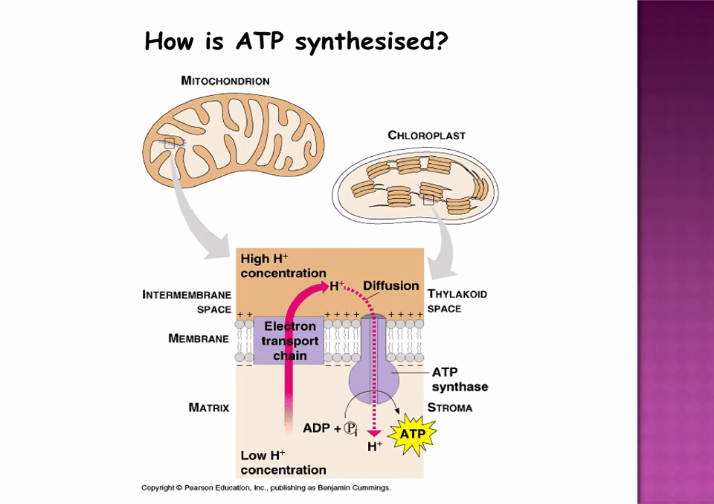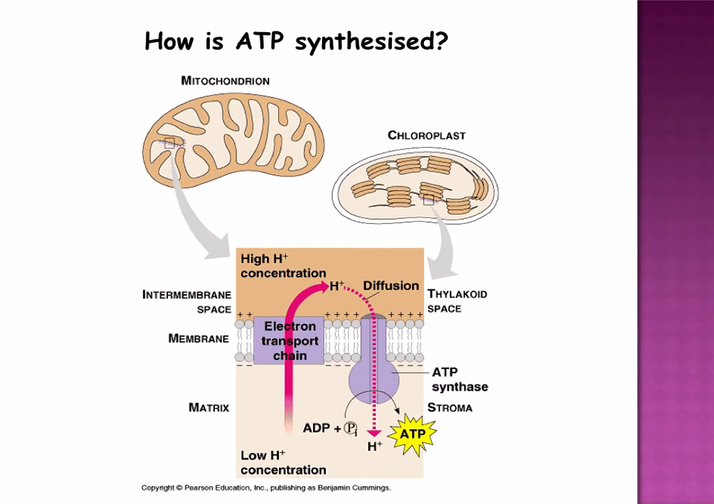There's going to be a difference in the hydrogen ion concentration on either side of the membrane, and this occurs in both chloroplasts and mitochondria. So if you look at this diagram here, you can see that the hydrogen ion concentration is higher in the thylakoid space or the intermembrane space in the mitochondrion. So what is going to happen?